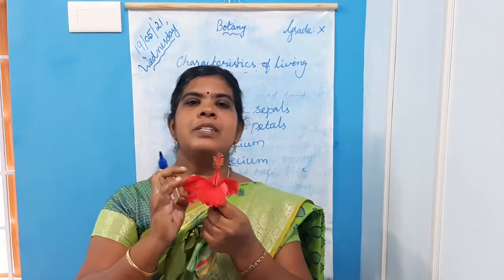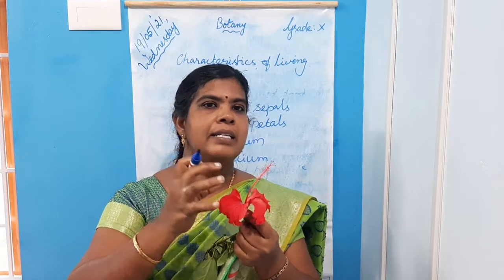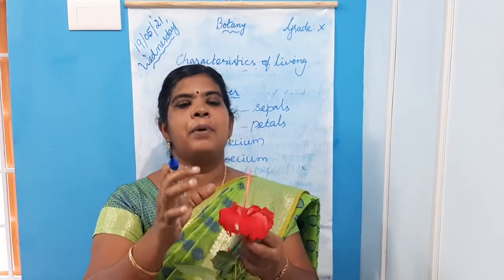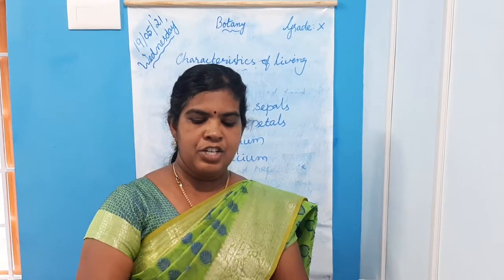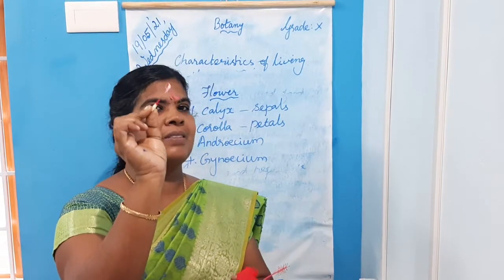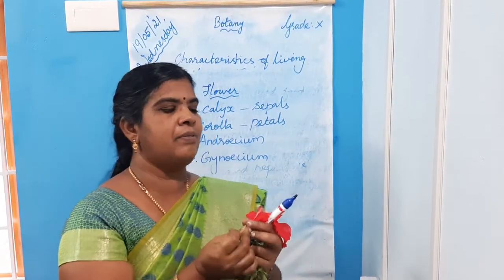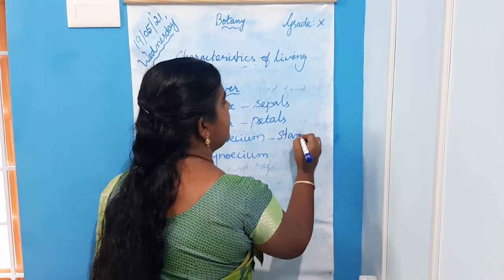The individual units of corolla are called petals, brightly colored, and they attract insects for pollination. Which is the third whorl of the flower? Androecium. The third whorl of the flower is called androecium. This is the male part of the flower. It consists of stamens.